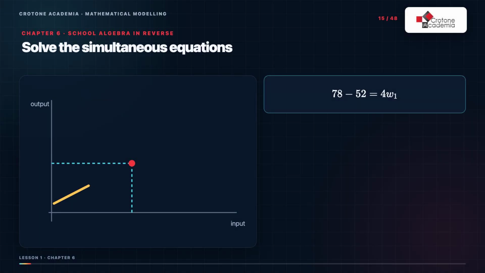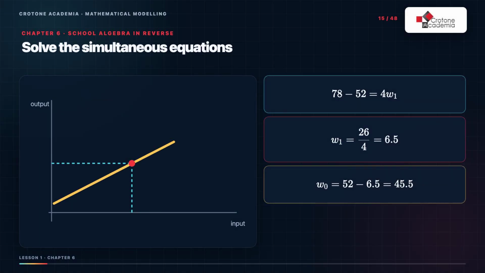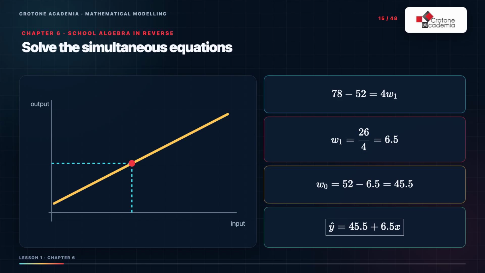Subtract the first equation from the second. 78 minus 52 equals 4w1. Therefore, 26 equals 4w1, so w1 equals 6.5. Substitute this into the first equation. 52 equals w0 plus 6.5, giving w0 equals 45.5. The resulting relationship is y hat equals 45.5 plus 6.5x.